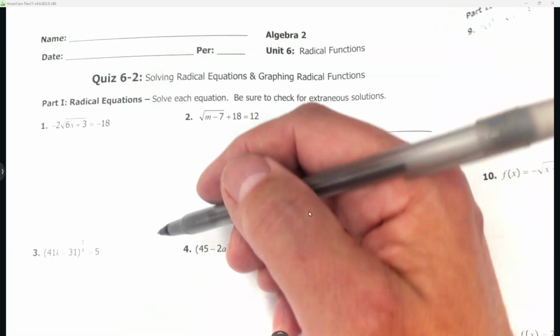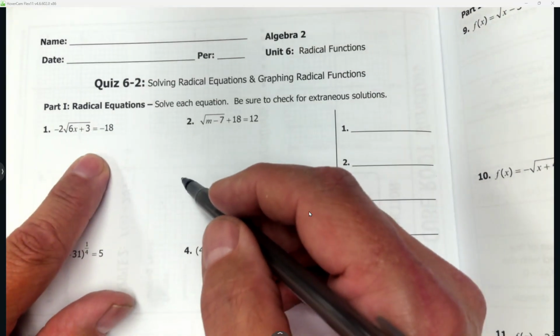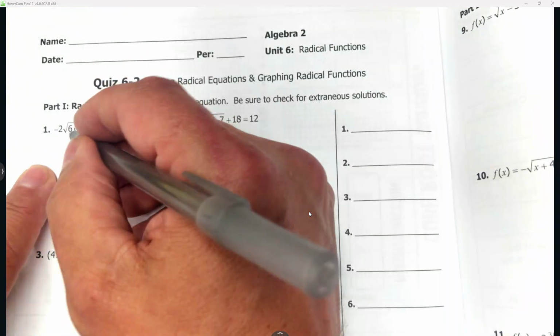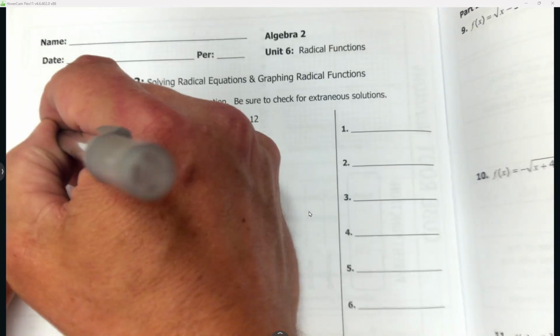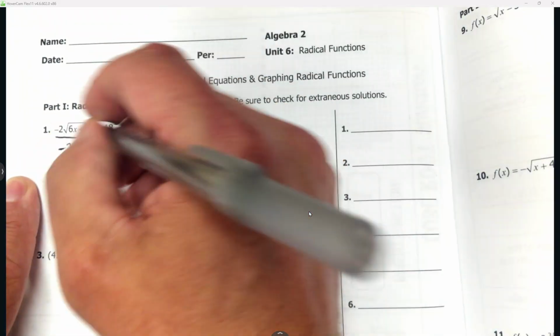Here are your solutions. There's just a few questions we're going to do here. Can you solve these equations? So hopefully you tried it first. I want to isolate the square root. So in front is -2. That's multiplying, so I'm going to divide by -2.